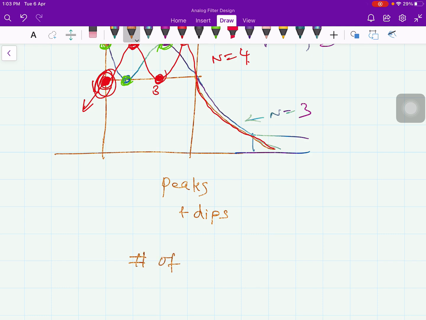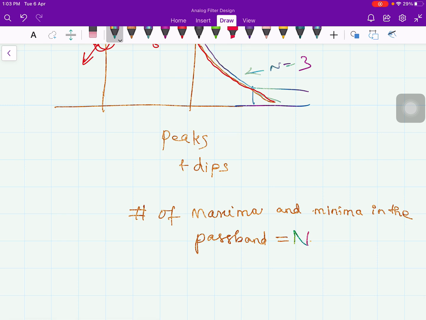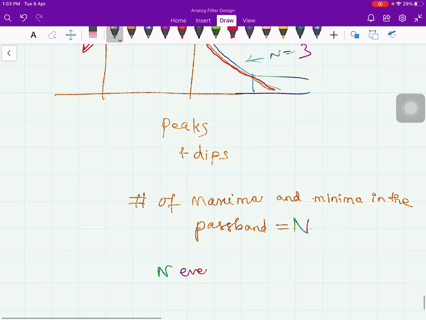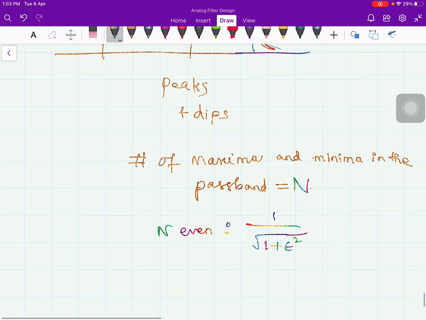Therefore, the number of maxima and minima in the pass band is equal to capital N. And if capital N is even, the starting point is 1 divided by square root of 1 plus epsilon squared.